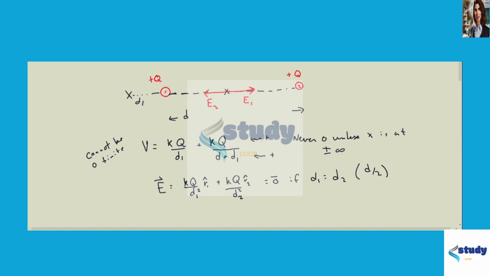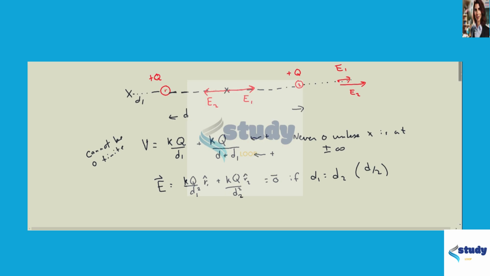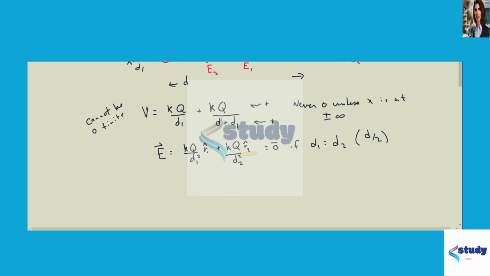If we look off to the side, of course, things aren't going to work. Then we have the electric field 1 pointing outwards to the right, and the same with E2. So the only place that the electric field can add to 0, provided you aren't at infinity, is right in between the 2 points. Okay, so notice the electric field can be 0. The potential cannot.